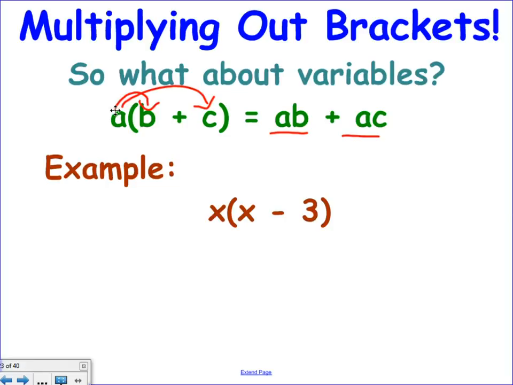So here's another example. I've got a variable x outside the brackets and I've got x minus 3 inside the brackets. So the first thing I would do is multiply the first term, x, by this thing that's outside the brackets, x. So I end up with x squared. I then use my sign, negative, and then I multiply x by 3 and I get 3x. Can you see what I'm doing there to expand brackets? You happy with that?